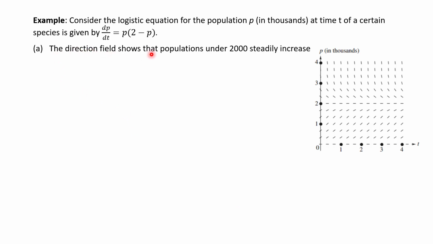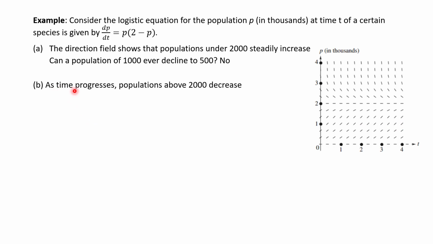Notice the direction field shows that populations under 2,000 steadily increase. So here's 2,000, and based on our direction field, all these populations are growing. Notice the slopes are going up toward the right. So populations are increasing under 2,000. The question was, can a population of 1,000 ever decline to 500? No, because anything at 1,000, notice it's here, is growing. So they're not going to decrease based on this direction field.